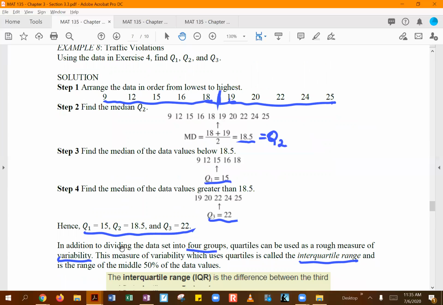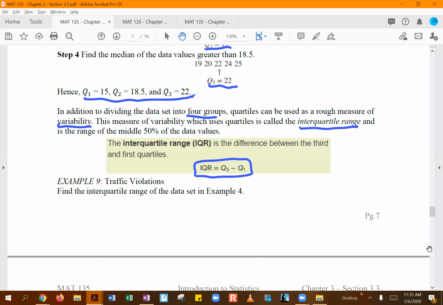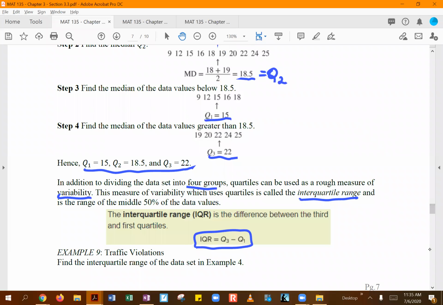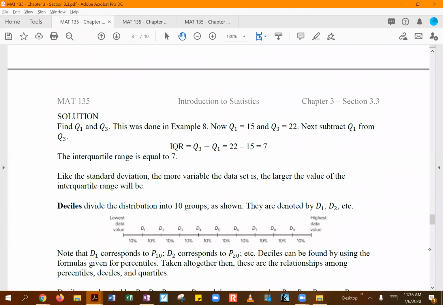Interquartile range is basically simple subtraction between quartile 3 and quartile 1. So if you take a look at this example over here, 22 was our quartile 3, 15 was our quartile 1 value. If you take the difference between those numbers, you end up getting an interquartile range of 7. And these calculations will play a big part in section 3.4 when we start talking about boxplots. So we'll be looking back at these calculations in that section.